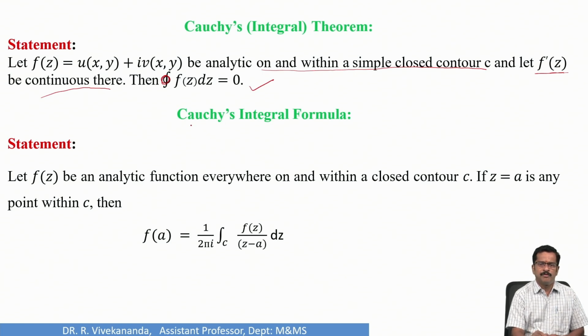Cauchy's integral formula comes when there are any singular points present in the neighborhood of a point. Then the integration of that function is like this: f of a equals 1 by 2 pi i into integration over c f of z by z minus a dz. Here C is a closed curve in which f of z is analytic, and a is a point within C at which the function is not analytic.